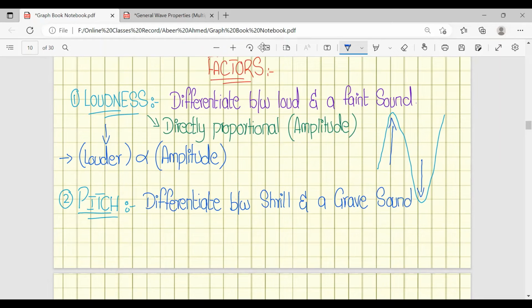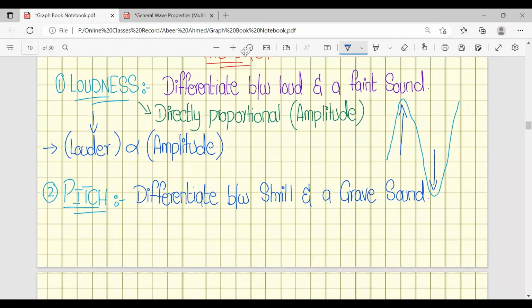So basically pitch helps us to differentiate between a shrill and a grave sound, right? What is a shrill sound? If we compare, a grave sound is a loud, deep sound. Yes, very good. And what about shrill? A sharp sound, like noise.